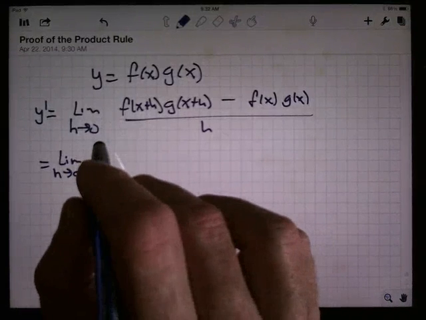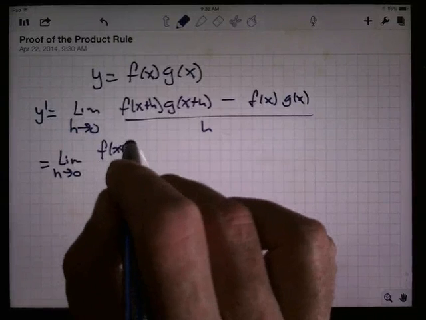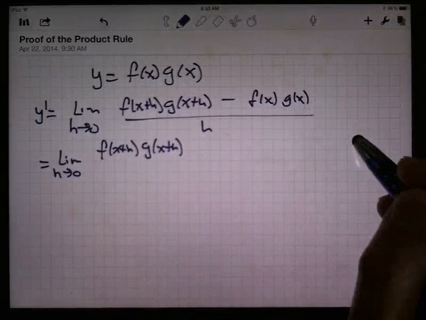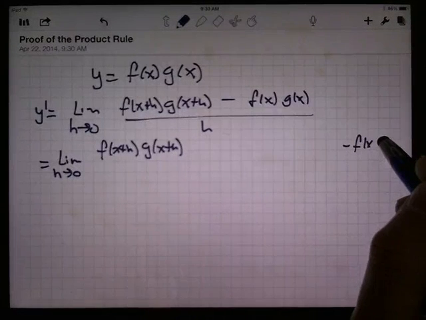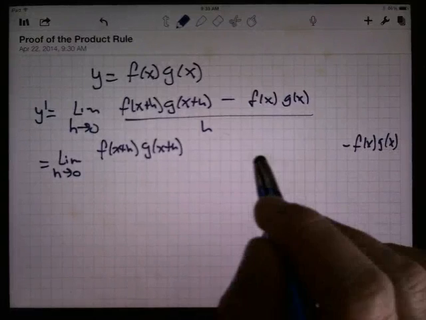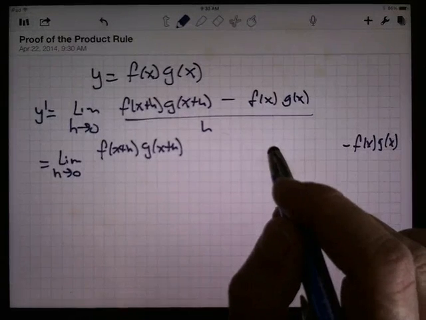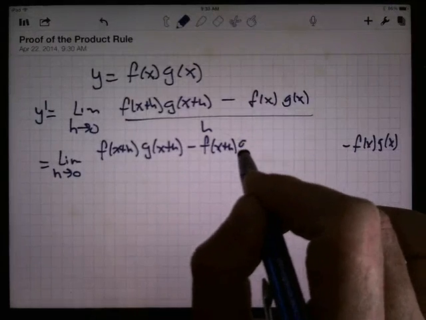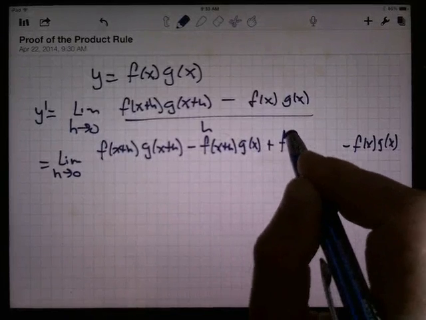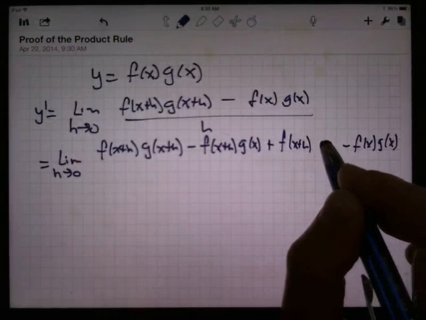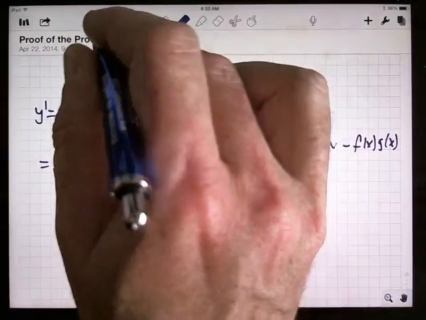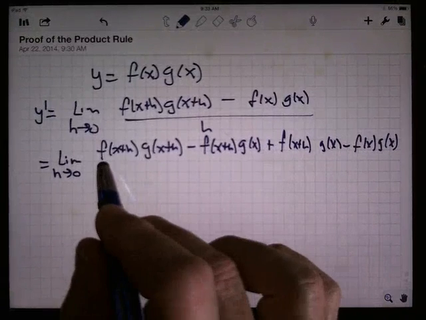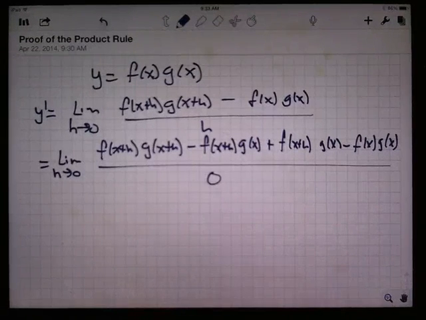So here we go. I've got f of x plus h times g of x plus h, and the minus f of x, g of x I'm going to put over here on the end. And I'm going to add and subtract the same thing in the middle here, so I'm going to subtract f of x plus h times g of x, and add the same thing, f of x plus h times g of x. So I added 0 to the numerator. That doesn't change the value, it just changes the way it looks.